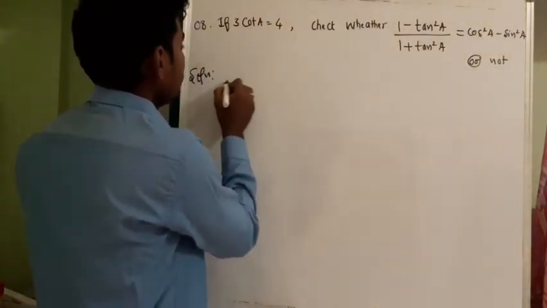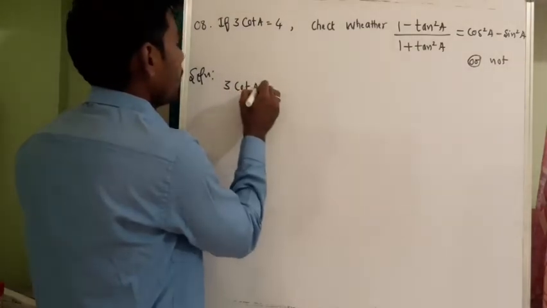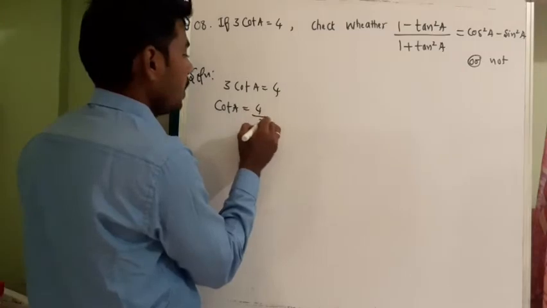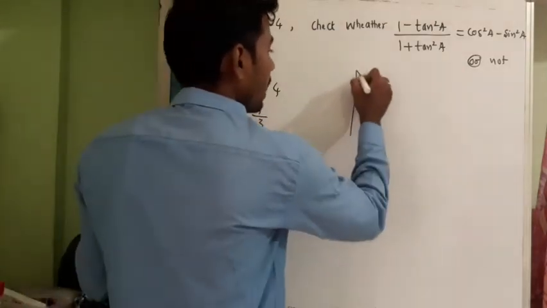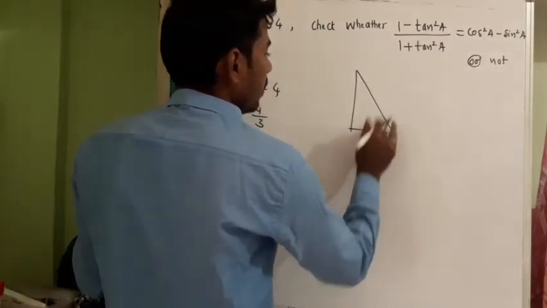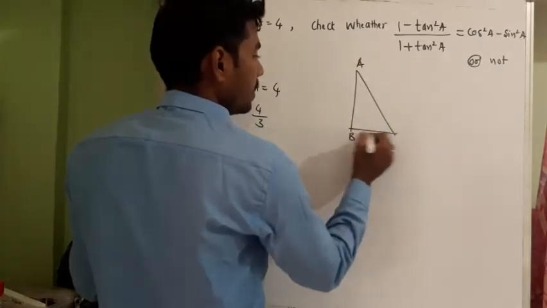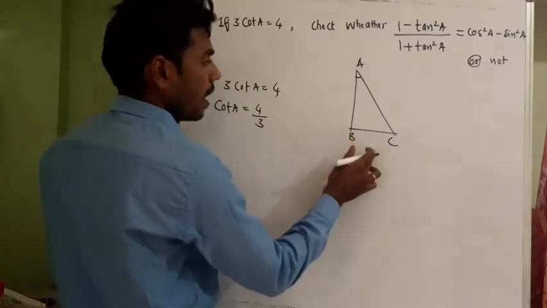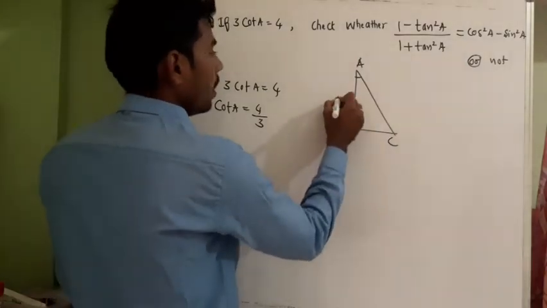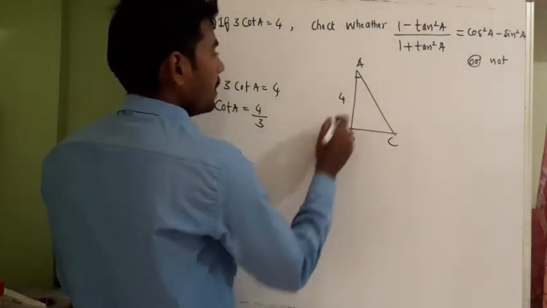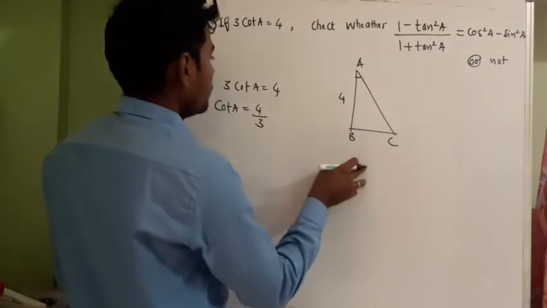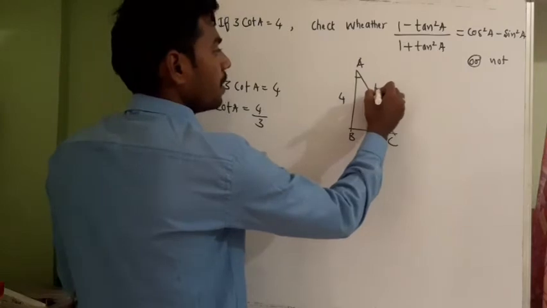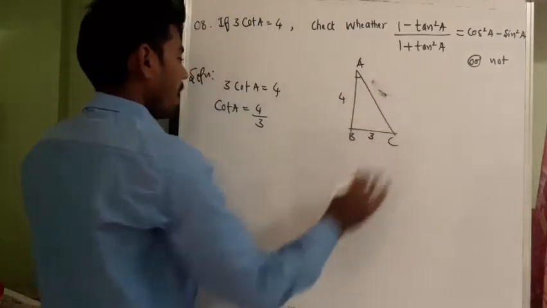What is given? 3 cot A is equal to 4, or else cot A is equal to 4 divided by 3. Suppose it is a triangle ABC, with angle A. Cot A is nothing but adjacent by opposite, so AB is adjacent 4 and opposite is 3. Fine, this is the hypotenuse. Now we need to find the hypotenuse.